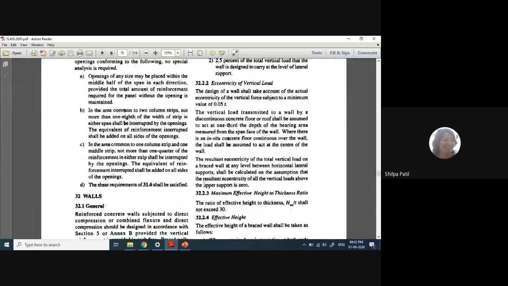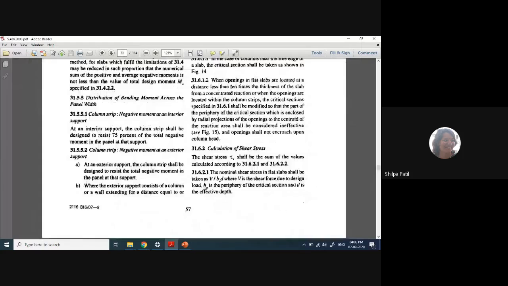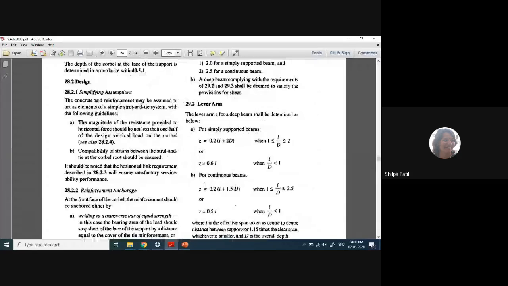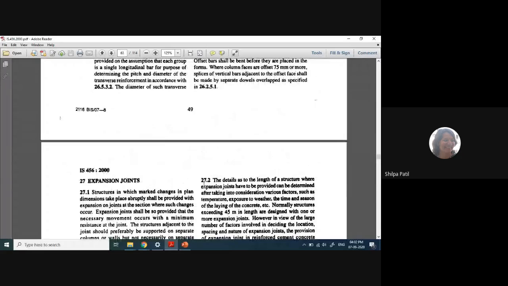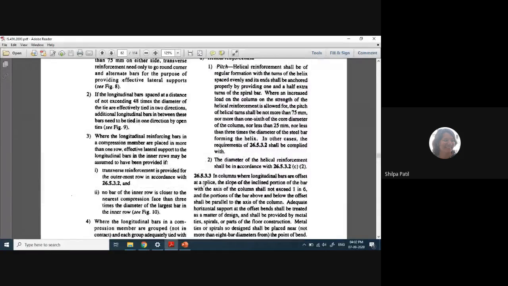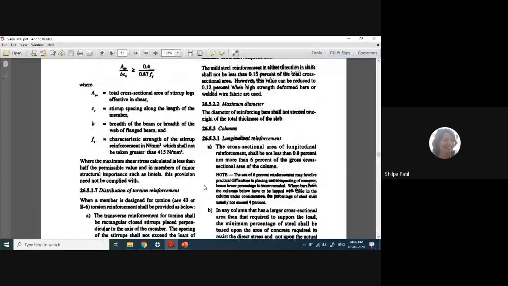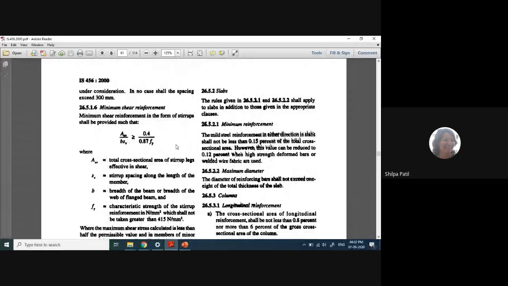I hope everybody is looking into the code. Page number 48. Okay. Here comes page number 48. This is the formula for minimum shear reinforcement. Okay, 26.5.1.6. Minimum shear reinforcement in the form of stirrup shall be provided such that ASV upon B SV is greater than or equal to 0.4 upon 0.87 FY.